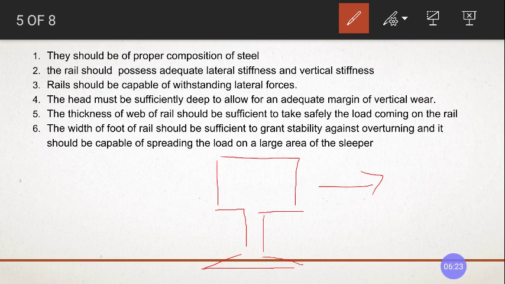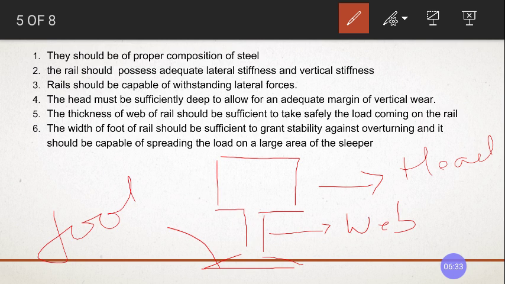This is the head. This is your web, and this is your foot. This thickness should be adequate. The thickness of the head should be adequate so that if there is wear and tear, this depth will reduce. So it should not be so little that the head vanishes due to the wear and tear. That should not happen.